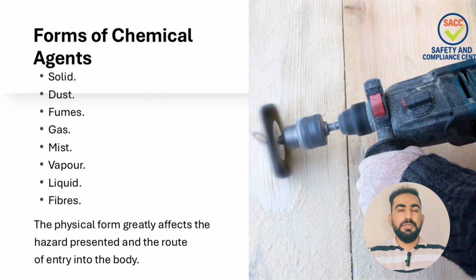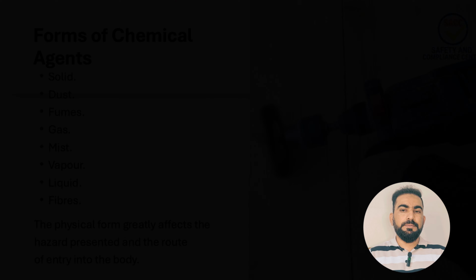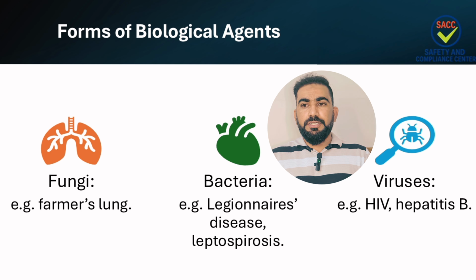Hazardous substances can appear in different physical forms, including solids, dust, fumes, gases, mists, vapors, liquids, and even fibers. Each of these forms can behave differently in the environment, and more importantly, they can enter the human body in different ways. For example, dust and fibers might be inhaled, liquids could be absorbed through the skin, and gases or vapors can be inhaled and can spread quickly in the air. So the physical form of the substance plays a major role in how dangerous it is and how it affects our health. Now, let's move on to the classification of hazardous substances.